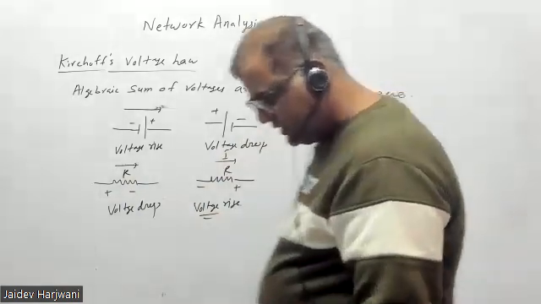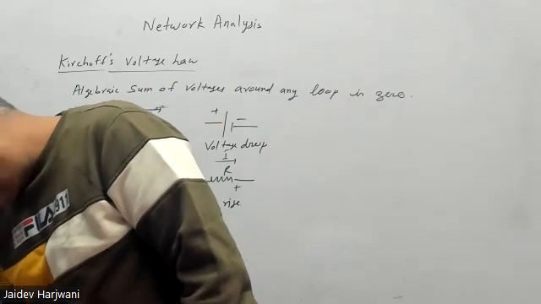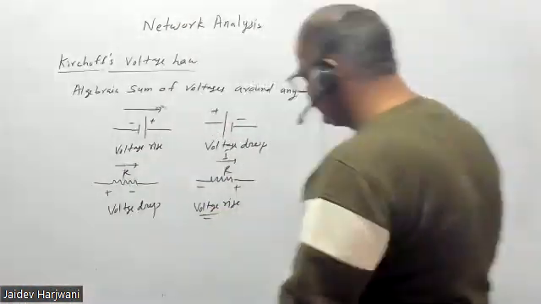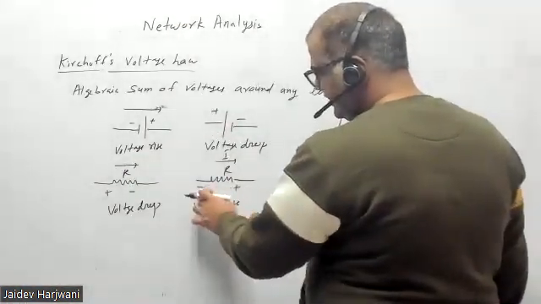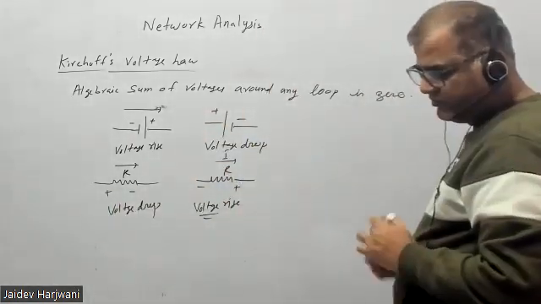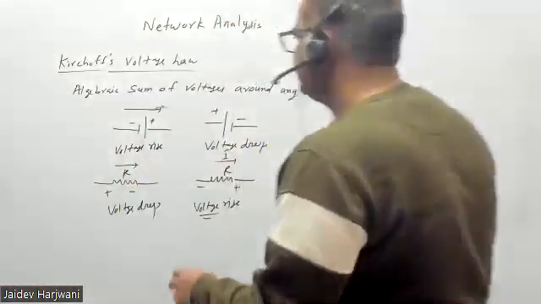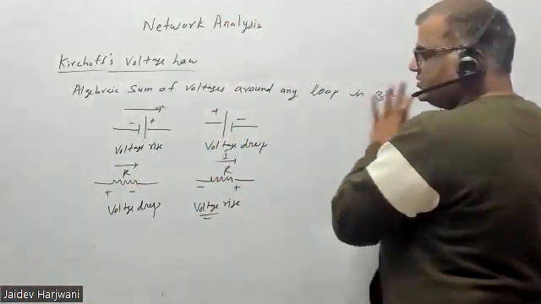So you have to keep in mind how you are moving in the circuit. Minus to plus will be a voltage rise, and this will be a voltage drop. So you encounter these four types of voltages in a loop. Now this says the algebraic sum of voltages around any loop should be 0.